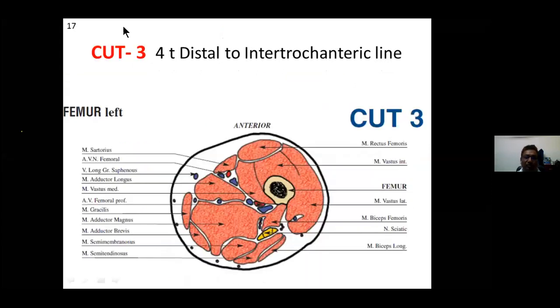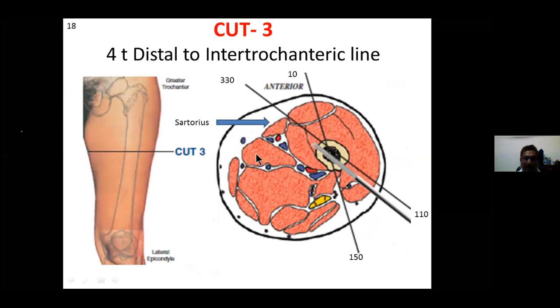Now cut 3, it is 4 cm distal to the intertrochanteric line. Femoral vessels are lateral to the femur under cover of the sartorius. This is the femoral vessels. The sciatic nerve lies posterior to the femur under cover of the biceps. In this area, this is the sartorius, and under the sartorius there are the femoral vessels. And wires here are placed from 110 to 330 degrees, and the second wire can be placed from 10 to 150 degrees.